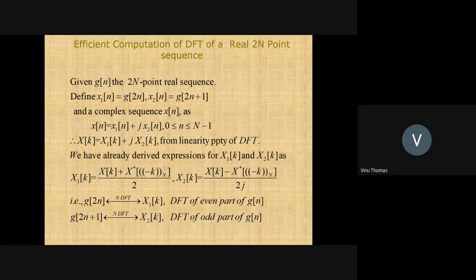Now let me see if any one of you can give me a hint. How can we proceed further? How can we arrive at G of k? Let us see if anyone can answer. Roshan, can you make a guess?